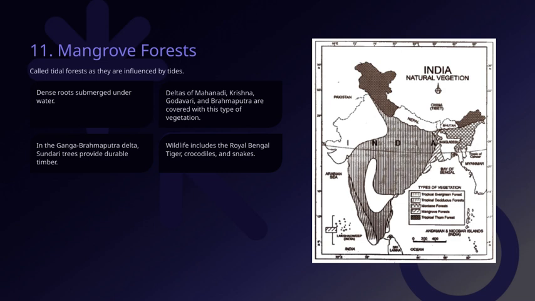These forests are incredibly important for wildlife as well. They are home to the Royal Bengal tiger, crocodiles, and various snakes. Overall, mangrove forests play a vital role in maintaining the ecological balance of these delta regions.